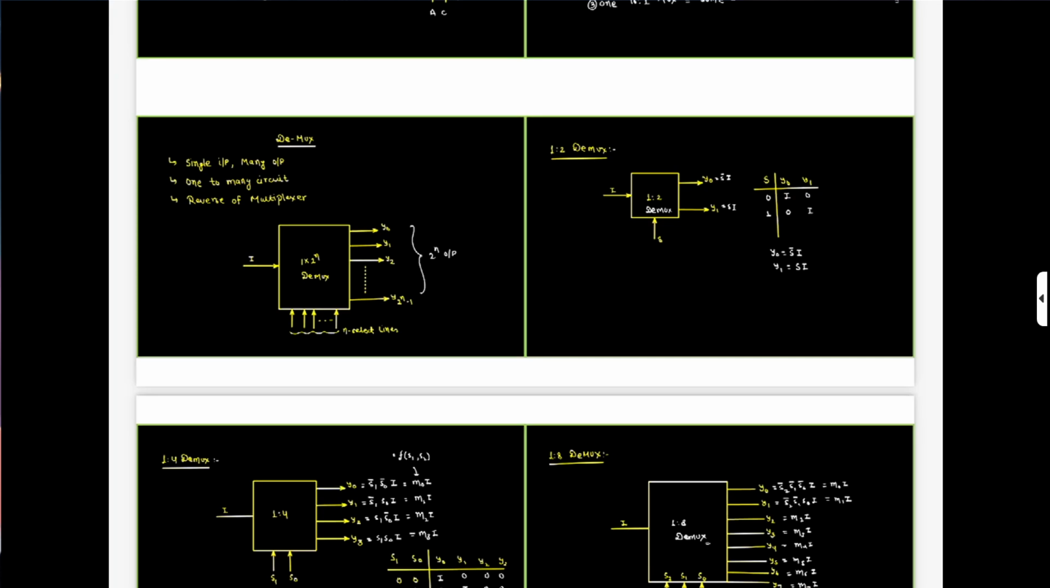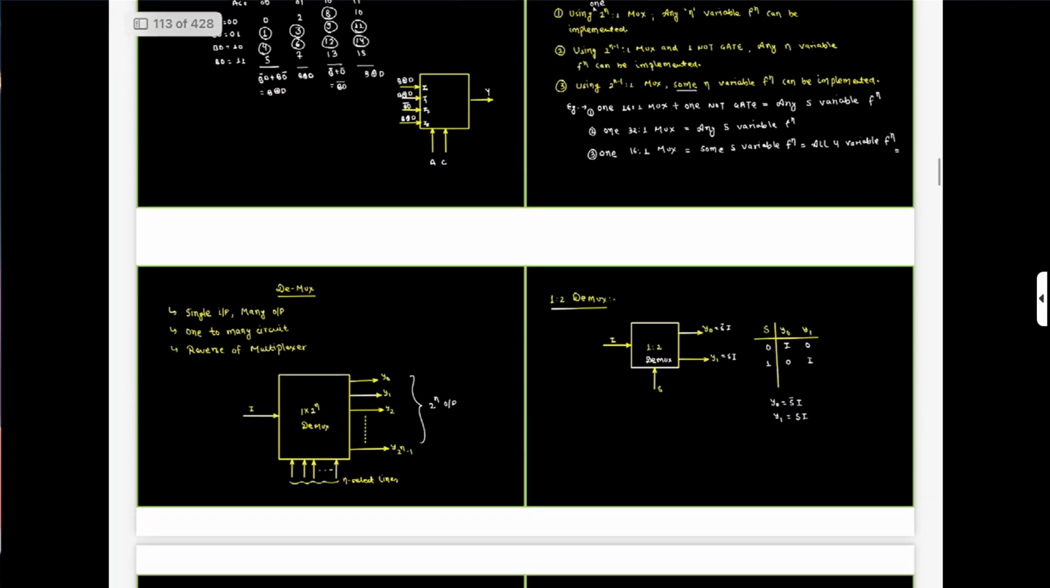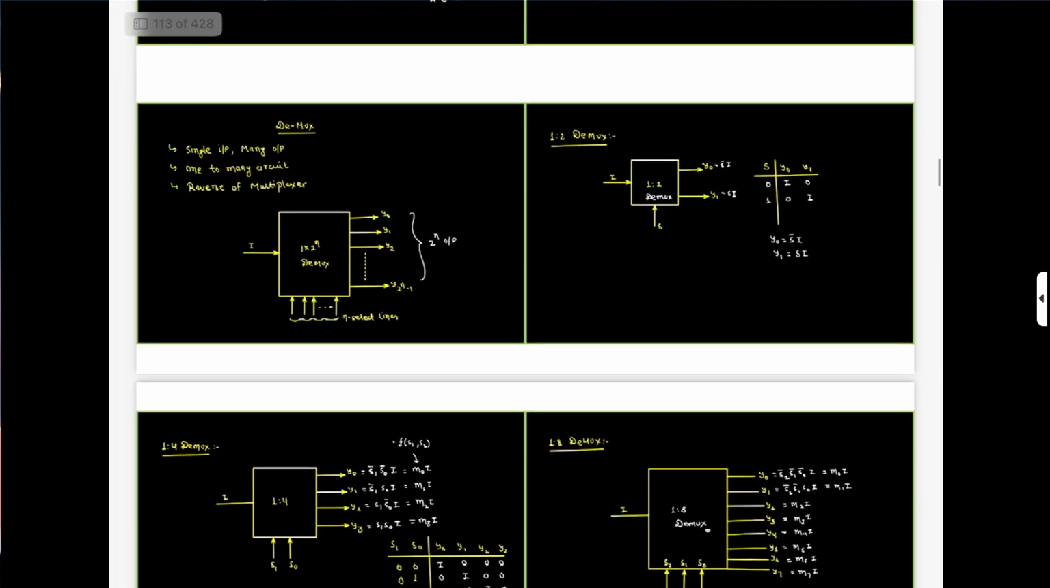So in the previous lecture I covered the muxes. Now, the demux concept is what I will cover in this lecture. So basically, what is a demux? A demux is just the opposite of a mux.